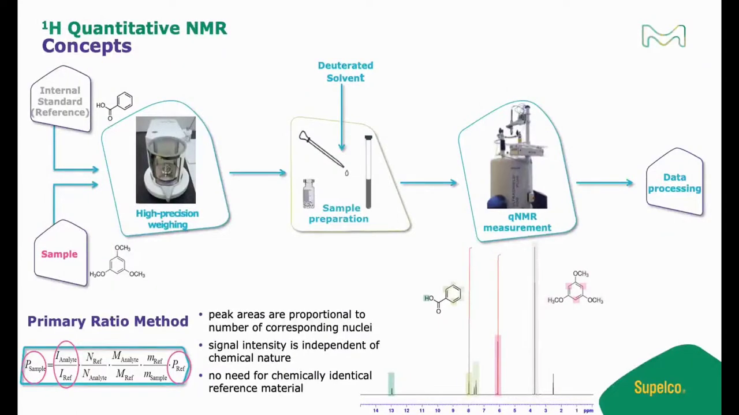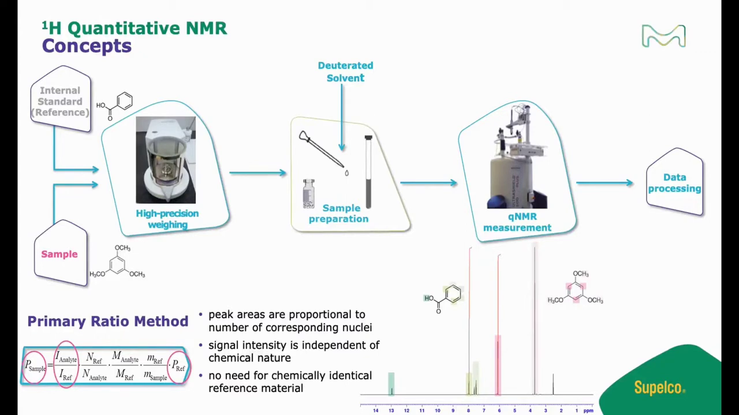The concept of QNMR involves a high-precision weighing step of an internal standard and the sample of interest. After weighing both of these components into the same vial, a deuterated solvent is added and both substances are dissolved. Because only the ratio of analyte and internal standard is relevant for the calculation, the exact concentration of the solution is not important. After the NMR measurement, selected isolated signals of the sample and the internal standard are compared, which allows for the calculation of the mass fraction with a very high precision.